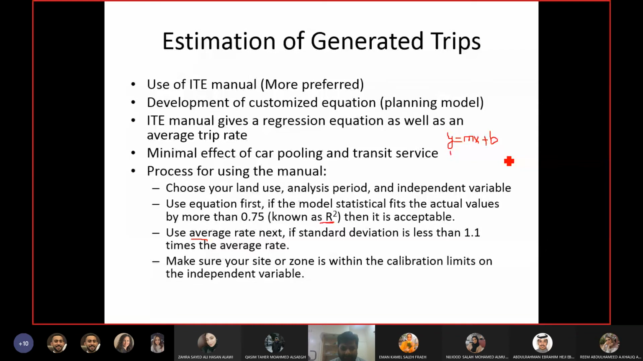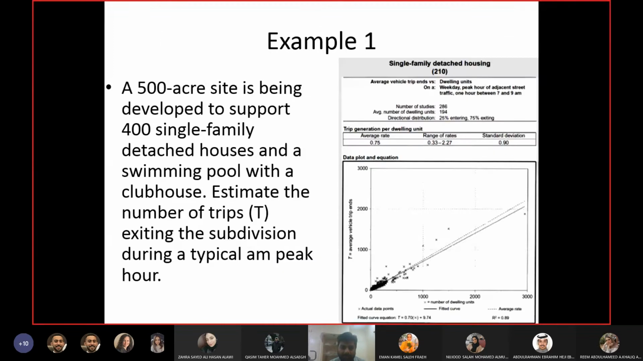We have a 500-acre site, and this site will be developed into a housing facility. They want to develop 400 single-family detached houses like villas, with a swimming pool and a clubhouse. Pretty luxurious. So we have to find out the number of trips, which is T, that will come out of this facility during a typical AM peak hour. The AM peak hour is the analysis period. I want the number of trips in the AM peak hour.